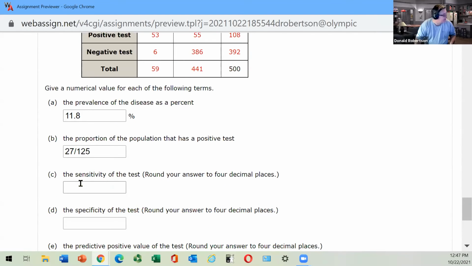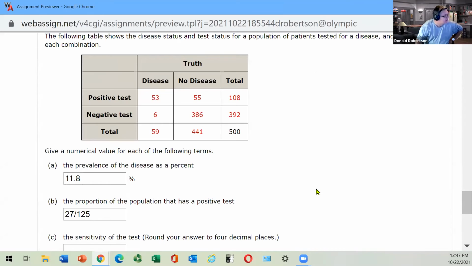Okay, next one. The sensitivity of the test. Round your answer to 4 decimal places. So I guess I need to know what the sensitivity is. I think I know what it means, but I don't know that term exactly the way they mean it. The sensitivity of the test in my mind is what percentage of the time do they get it right? Does that seem reasonable? So you said you had the disease and you did. They said you didn't have the disease and you didn't, right?